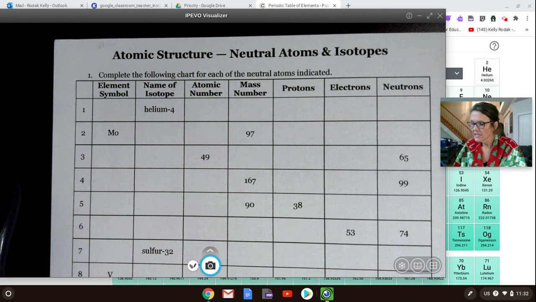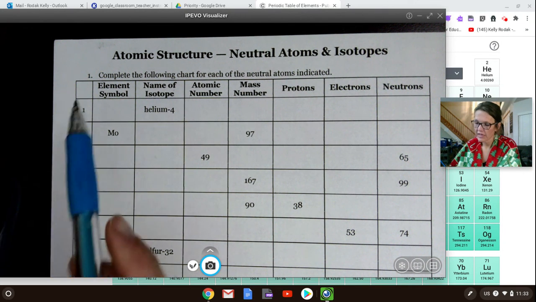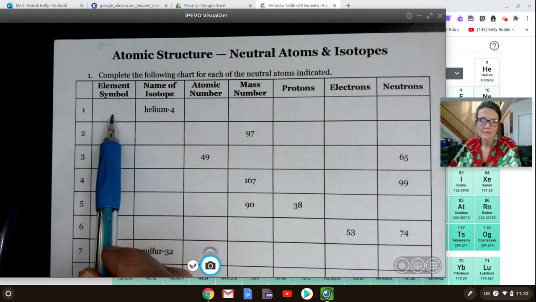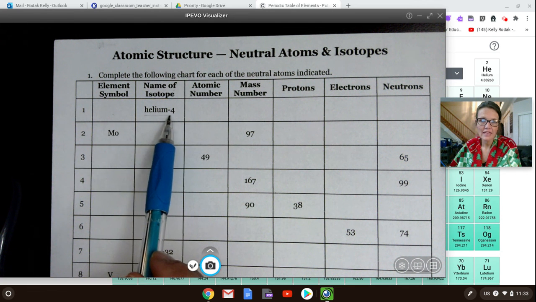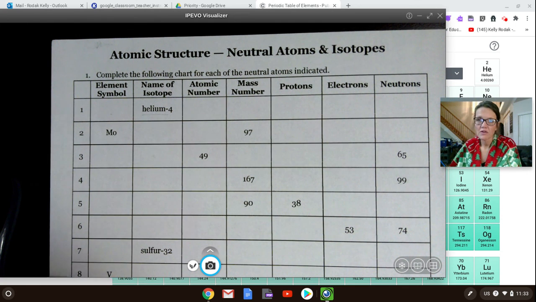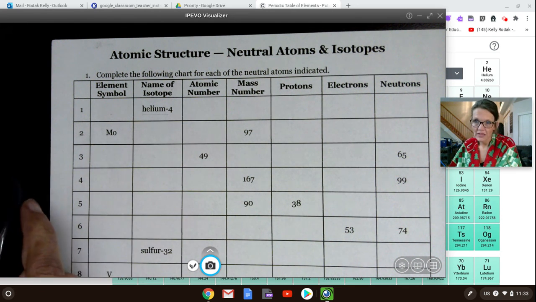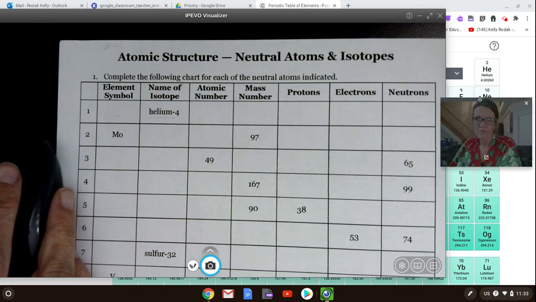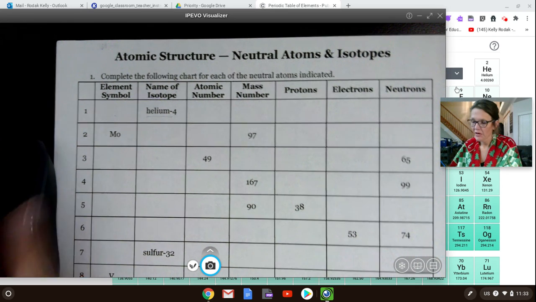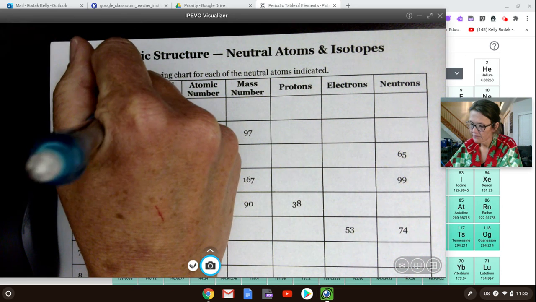So to fill this out, I think that it goes, like I said, pretty easy here. The element symbol, we know that we're dealing with helium, right? So if you don't know off the top of your head what the symbol for helium is, you can look it up, but you can see it right here on my periodic table is He.